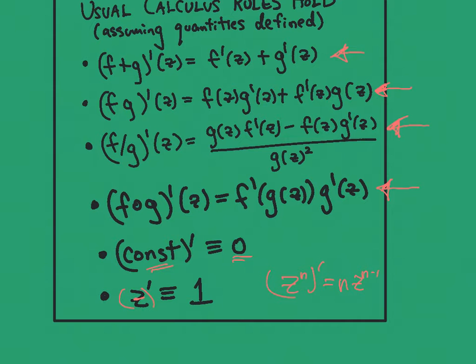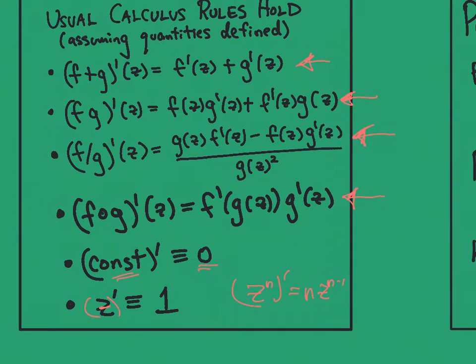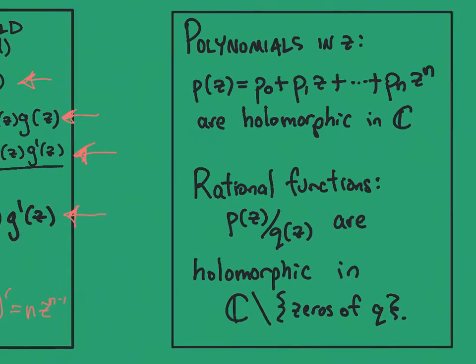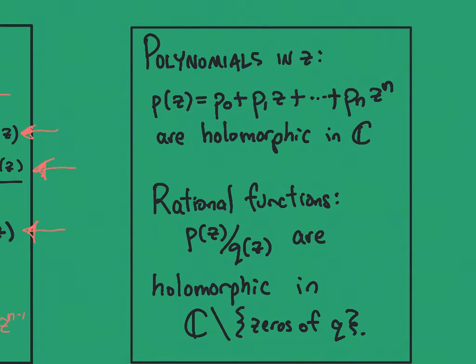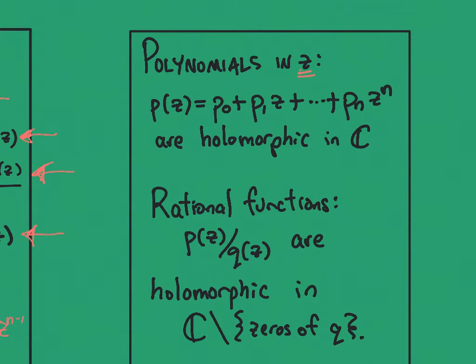I should say that all these rules can be established basically in the same way that you would prove them for one-variable derivatives in a calculus course. There's nothing drastically different. We get that polynomials with respect to the complex variable z are holomorphic in all of C, and the derivative has the usual derivative rule. So p1 plus 2p2z all the way down to n pn z to the n minus 1.